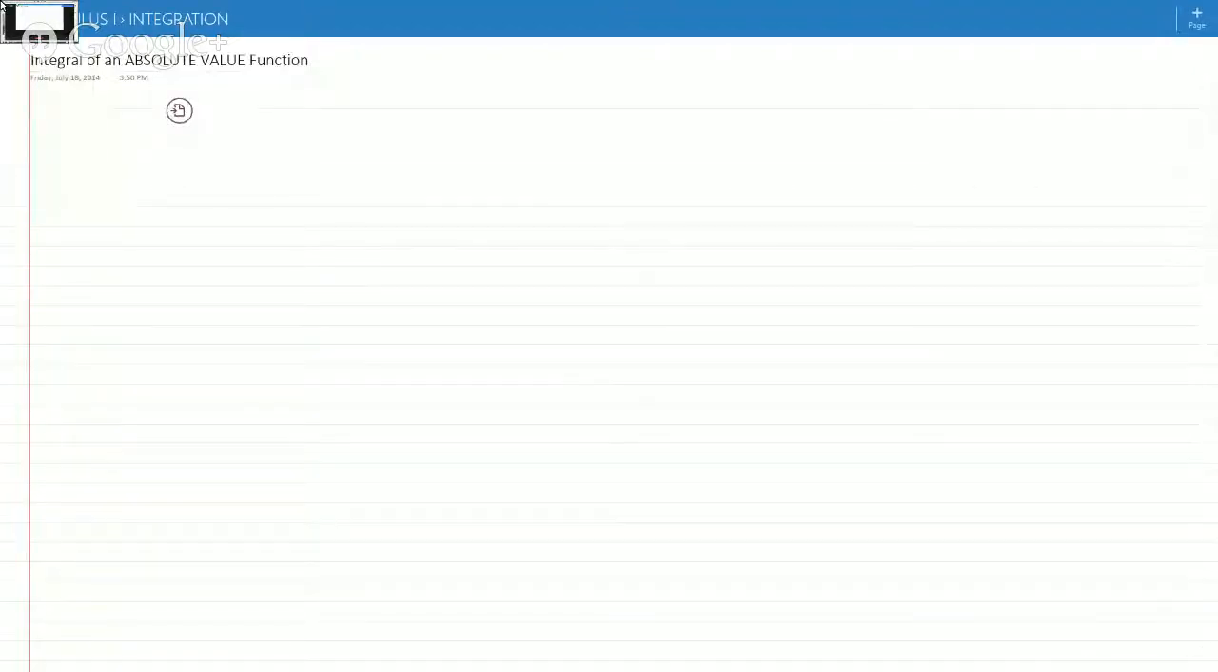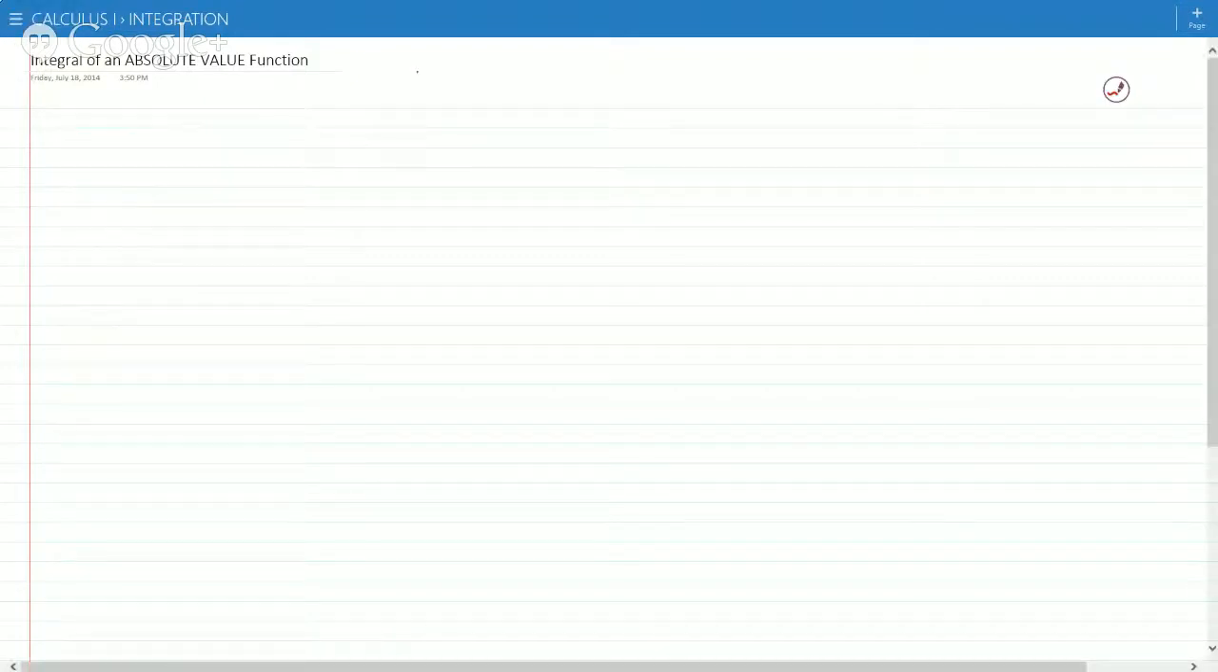Okay, one of my great students asked me to show her how to do this question. It's the integral from 0 to 5 of the absolute value of 3 minus x dx. So I'll go ahead and explain it here so that she and everybody else who needs help with it can benefit from this video.